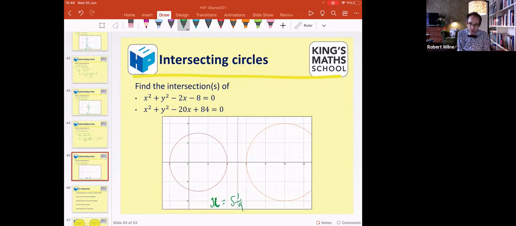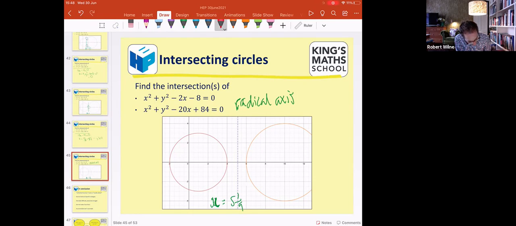And what's this? It's not the common chord. It's not a chord. It's not the common tangent. It's not a tangent. What is it? It's called the radical axis. And there are loads of lovely things about the radical axis, which I'm not going to go into now. But if you want to explore the radical axis of two circles, there's loads of wonderful geometrical properties about the radical axis. Let me describe one.